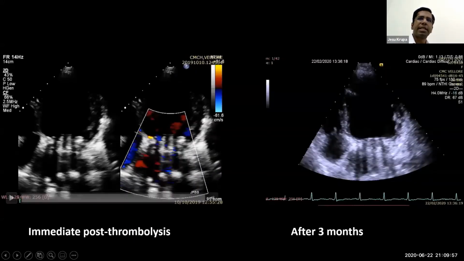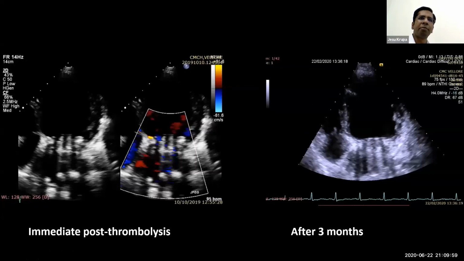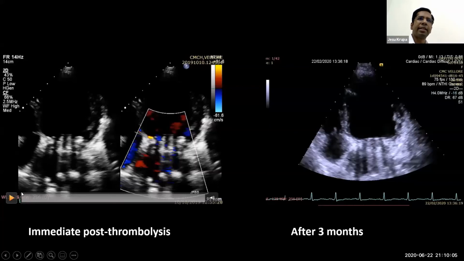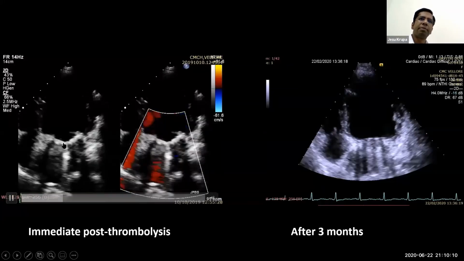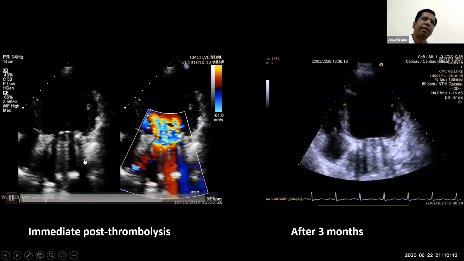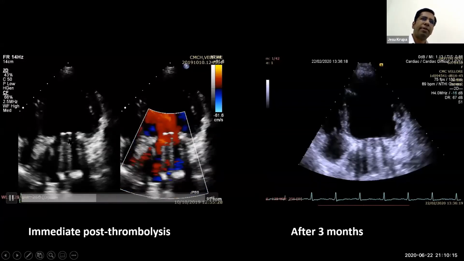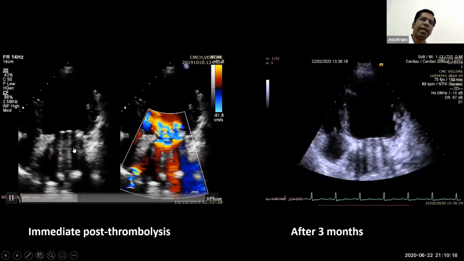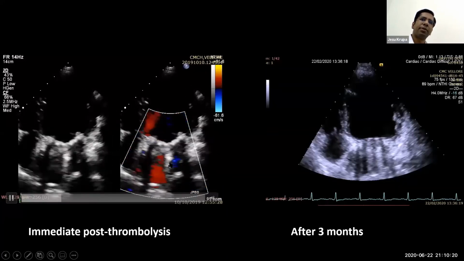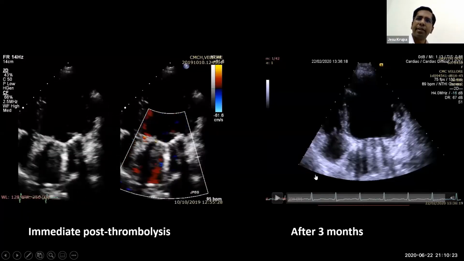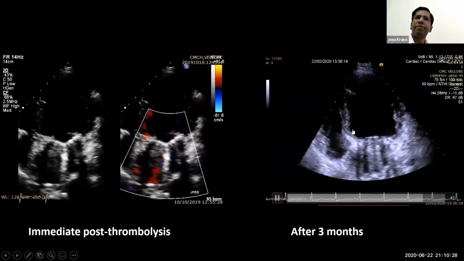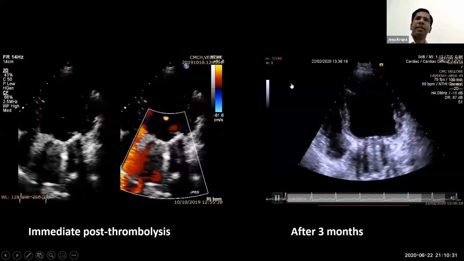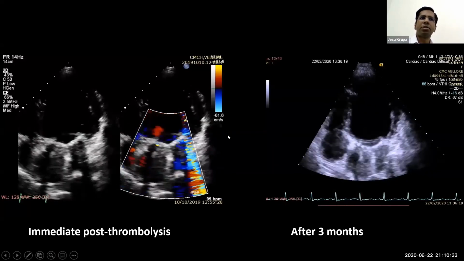I don't have the pre-thrombolysis images, but the patient had severe LV dysfunction. And this is immediately in the same hospitalization post-thrombolysis. This is something that we noticed in this particular patient, wherein you can see marked LV dysfunction. You can see again that these two discs are nicely moving, and there is no color flow turbulence. And 3 months after discharge, the LV function seems to have improved even more.